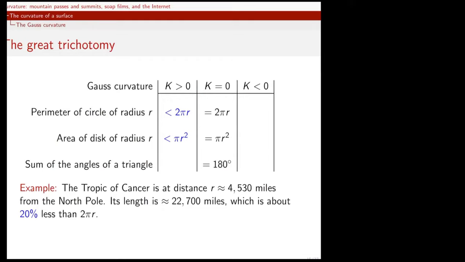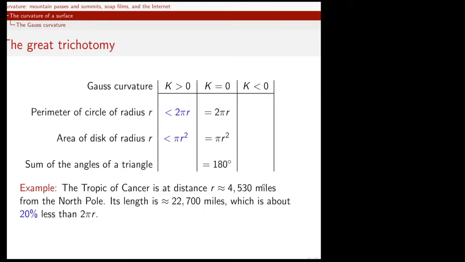And if you're on the Earth, there is the North Pole, and then you have all these parallels. Here in Los Angeles, we are roughly at the 35th degree parallel. If you go down, you can reach the Tropic of Cancer. At that place, the Tropic of Cancer is a distance approximately 4,500 miles from the North Pole.